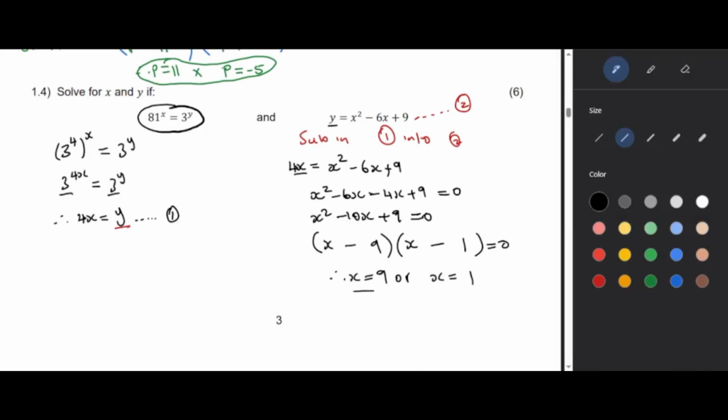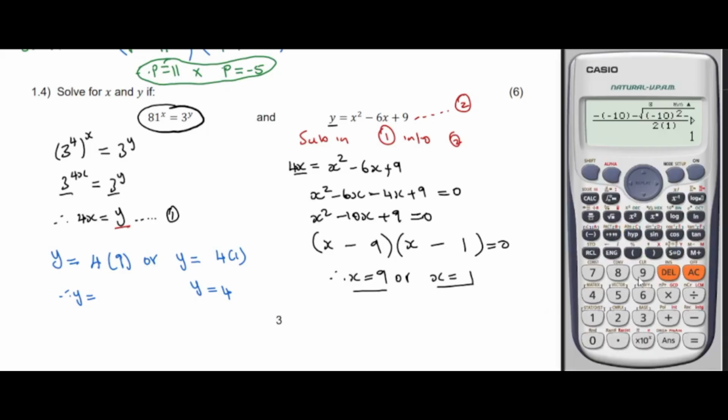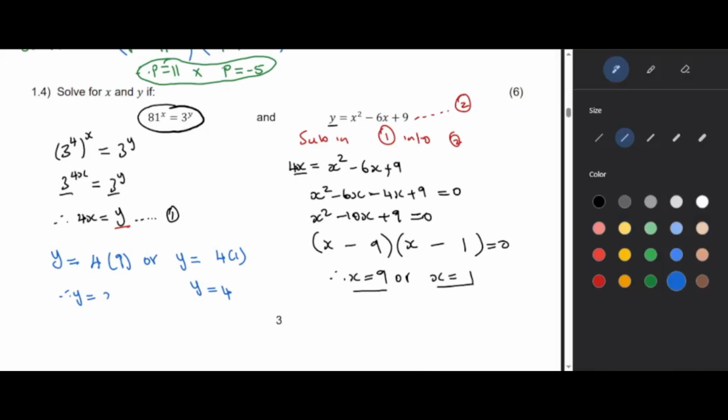So if these are my x values, I can find the corresponding y values. What will be the corresponding y values? So y will be equal to 4, where there's x, we're just going to put 9, and therefore what is y? Or y will be equal to 4, where there's x, we put 1, this side y is just 4. Then 4 times 9, we can use the calculator for that. 9 times 4 gives us 36. So those are your values of y. Those are the corresponding y values.